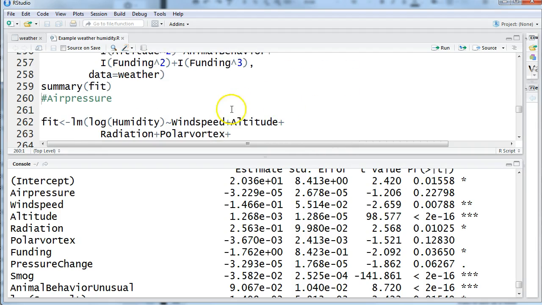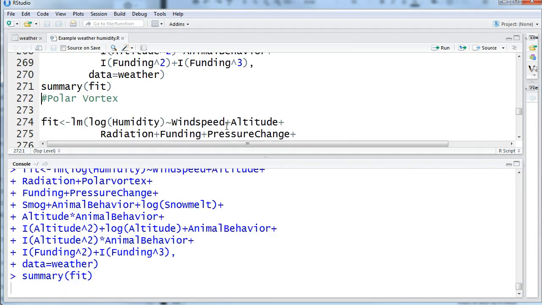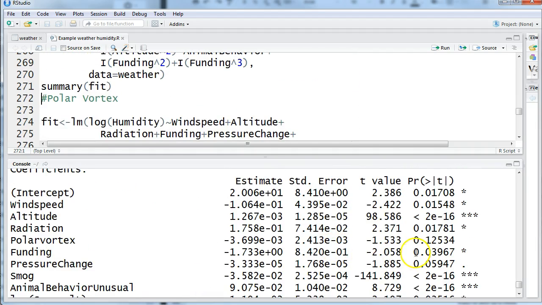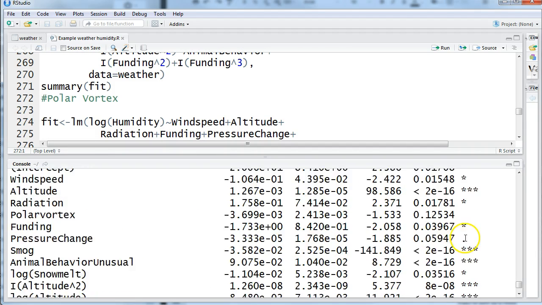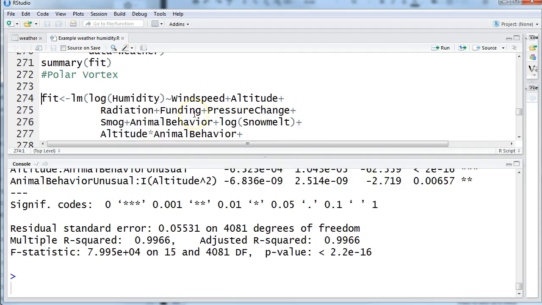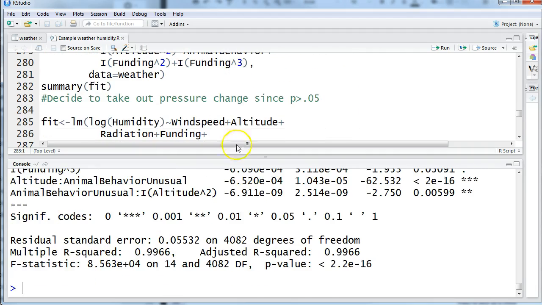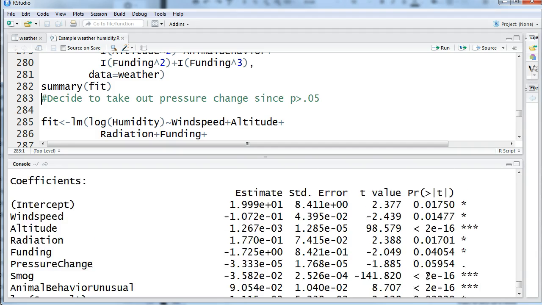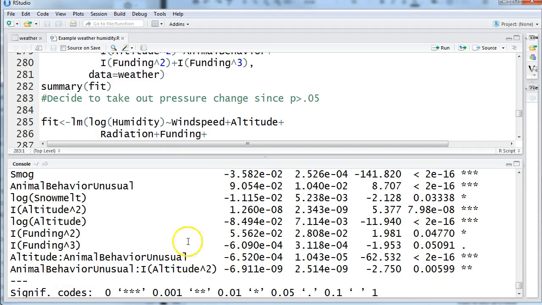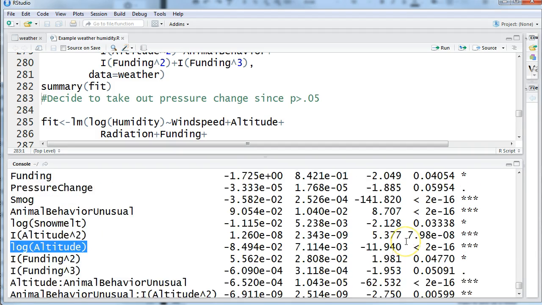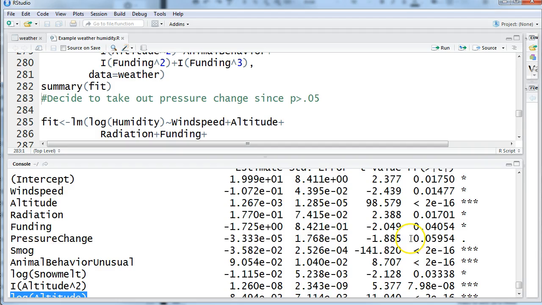Air pressure is a 0.22. So let's cut that out. And polar vortex might be the last one, 0.12, and then everything would be significant. Now, at this point, everything is significant, but I have a little problem with altitude. I have altitude, altitude squared, and log altitude. It doesn't make sense theoretically for it to be altitude squared and log altitude. It should be one or the other. And that worries me.